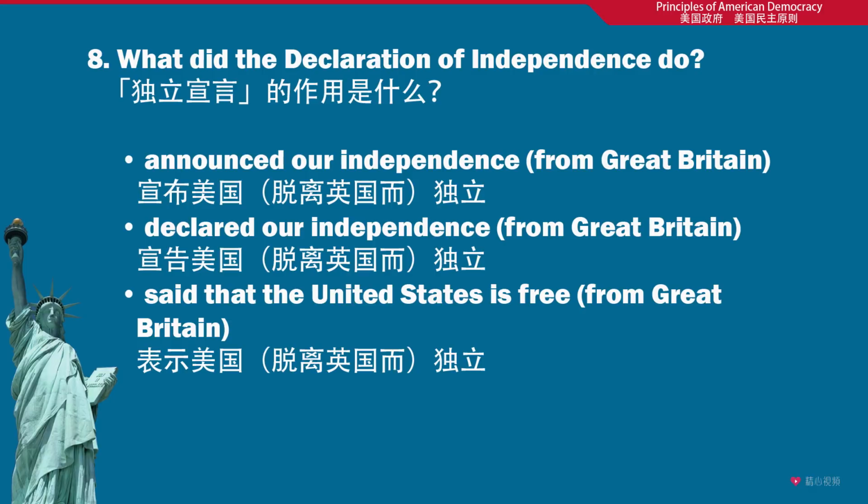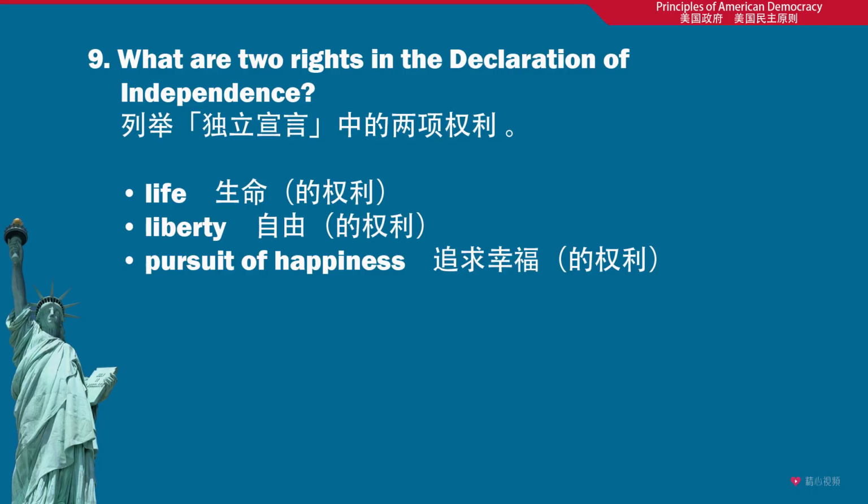What did the Declaration of Independence do? Announced our independence from Great Britain. Declared our independence from Great Britain. Said that the United States is free from Great Britain. What are two rights in the Declaration of Independence? Life, liberty, pursuit of happiness.